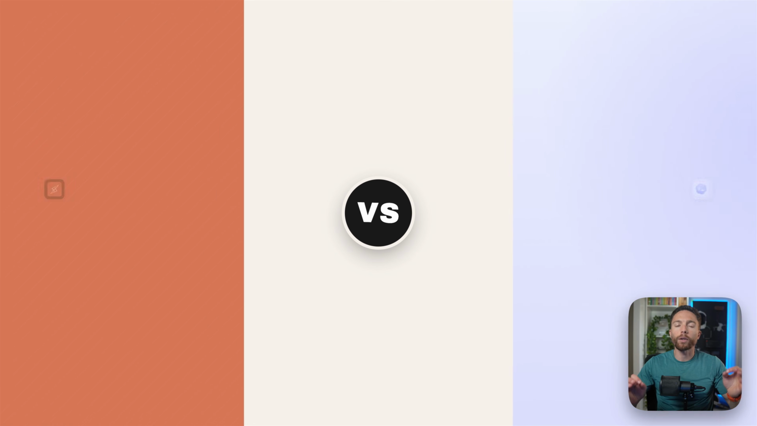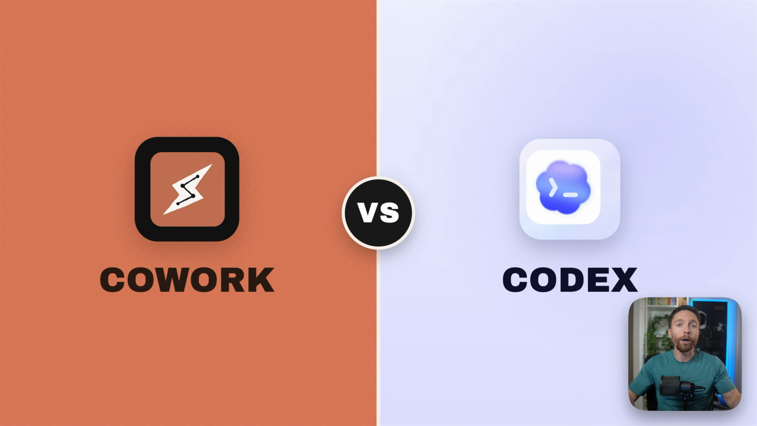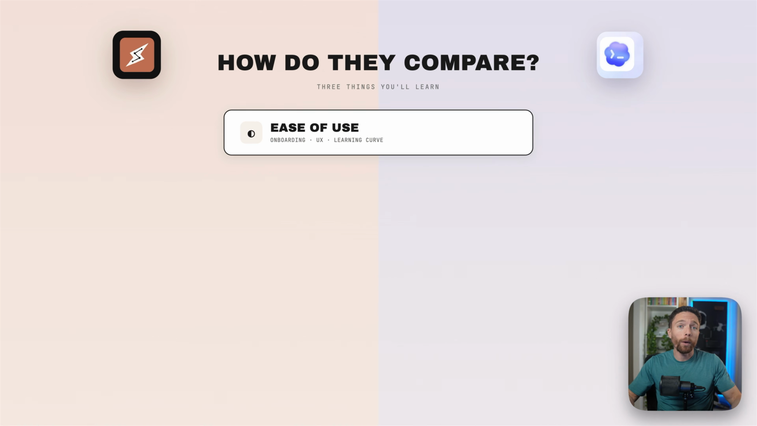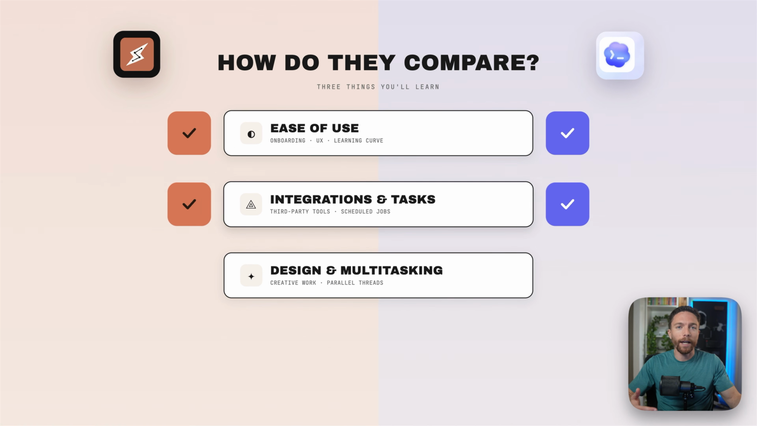By the end of this video, you will have a clear understanding of the key differences between Claude Cowork and OpenAI's Codex. We'll talk about which one is easier to use, how well they work with third-party tools and scheduled tasks, and which one is best for things like design work and multitasking.